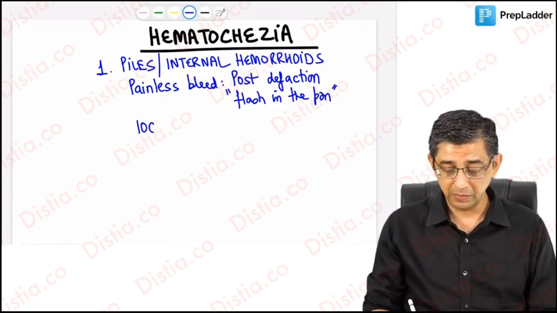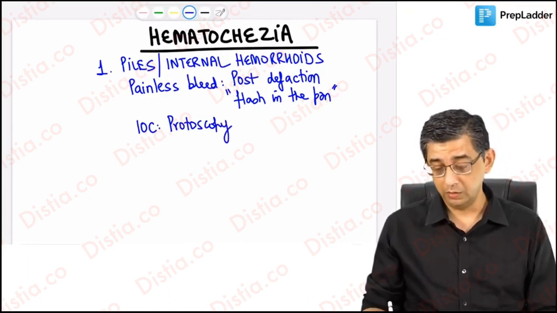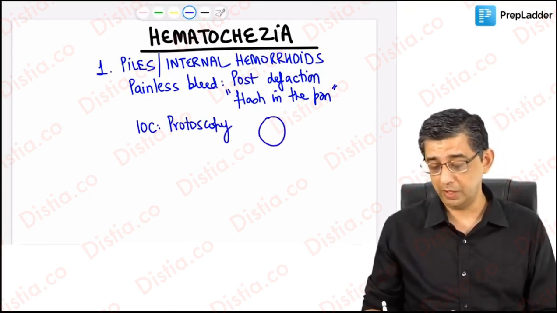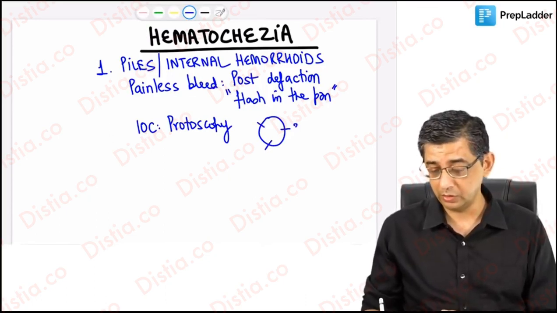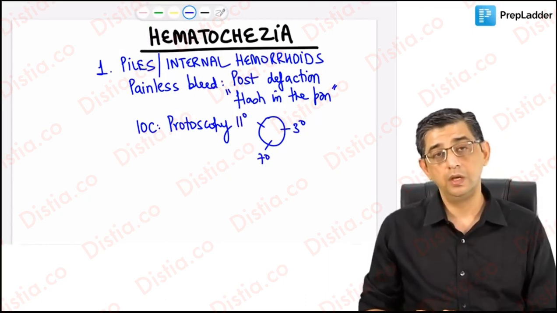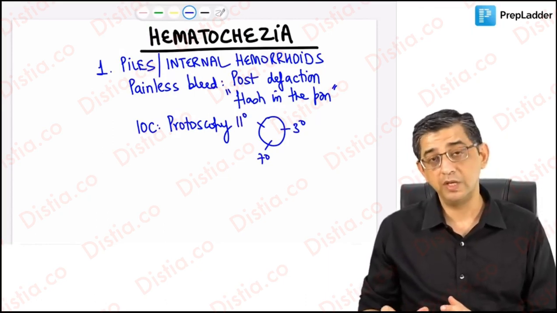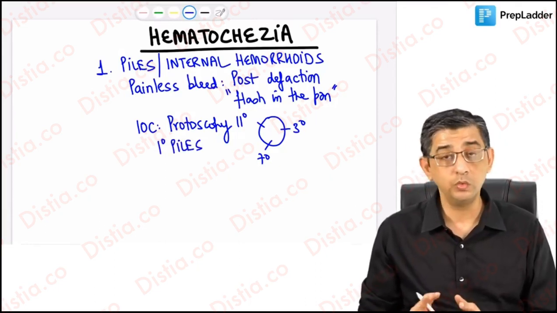If he asks what is the best way for diagnosis of this condition, your answer would be proctoscopy. Now when you put in a proctoscope, you will be able to see the veins prolapsing into the lumen of the proctoscope at 3 o'clock, 7 o'clock and 11 o'clock positions. If this is the area where the veins are prolapsing, then the technical term we use for this is primary piles.